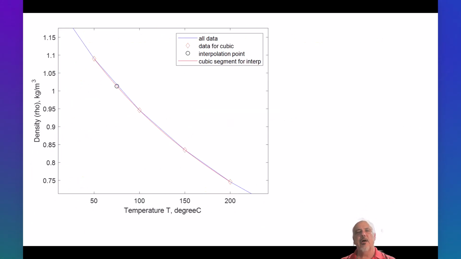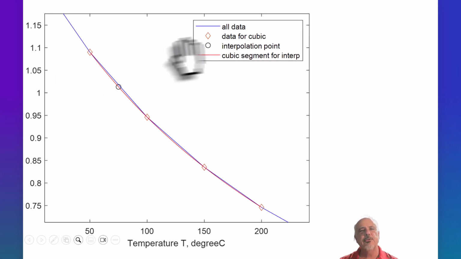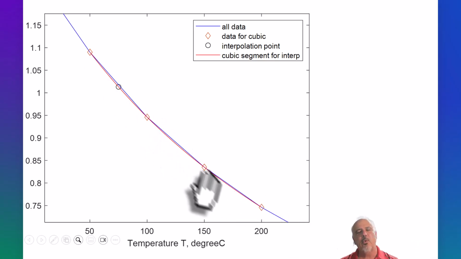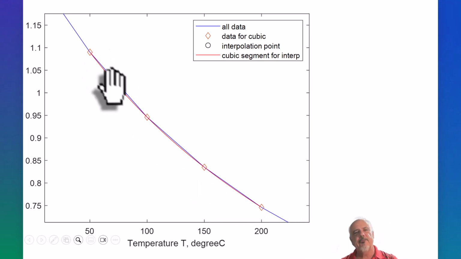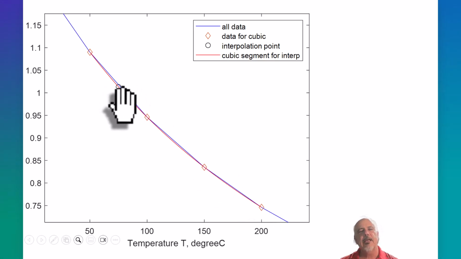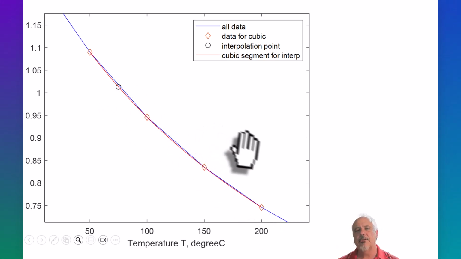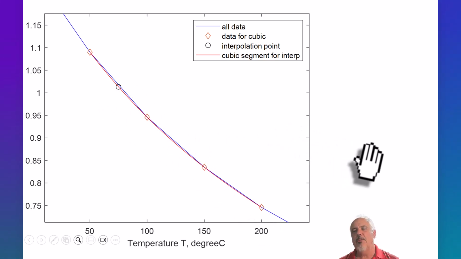Right. So that'll do it for today. Very nice. We were able to look at all that data just kind of coarsely. We picked out 4 data points. We fit a nice smooth cubic through there. We looked at one particular point, the 75. Okay, so hope you enjoyed it.